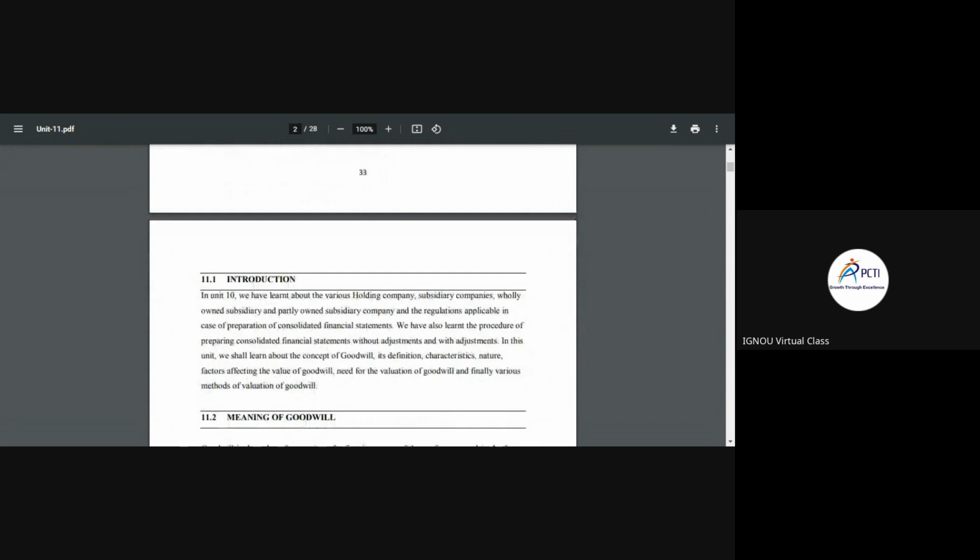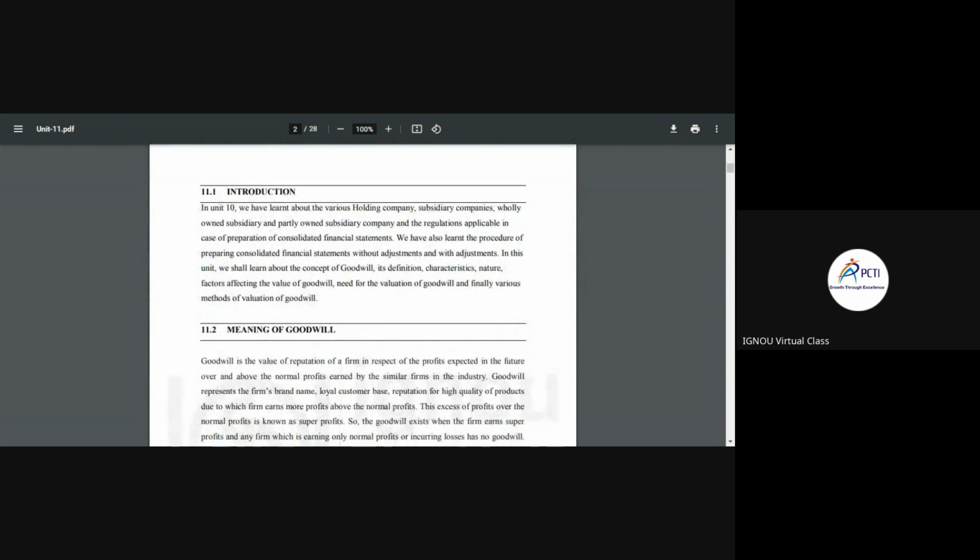In the introduction, we already discussed the holding company, subsidiary company, wholly owned subsidiary, partly owned subsidiary, and the regulation which is applicable in the preparation of consolidated financial statements, and we have also learned the procedure of preparing consolidated financial statements without adjustment and with adjustment.